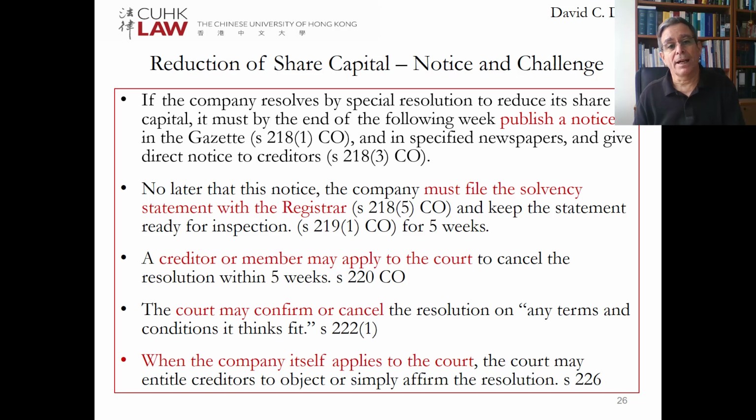If the court either confirms or cancels the resolution, it may do such on a very broad range. That is, it may look to any terms and conditions it thinks fit. So the court is given a very broad discretion in these matters. And the company, however, if it thinks that there may be a challenge to its special resolution, may decide simply to take the matter to the court at the beginning. And in this way, the company would be prepared for the court proceedings, and the creditors would have to react to those court proceedings after the fact.